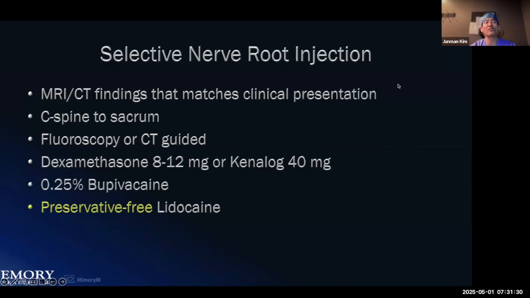So selective nerve root injection, MRI CT findings that can match clinical presentation. You gotta really look at the imaging yourself as a radiologist. We can do from cervical spine to sacrum. Fluoroscopy can be used. Sometimes CT can be used as well. Most of the time, I use a triamcinolone, which is Kenalog, but this is particulate. So when you are working in thoracic, cervical, using dexamethasone is safer. 0.25% bupivacaine, preservative-free lidocaine can also be used.